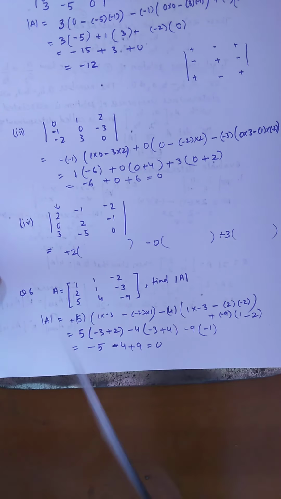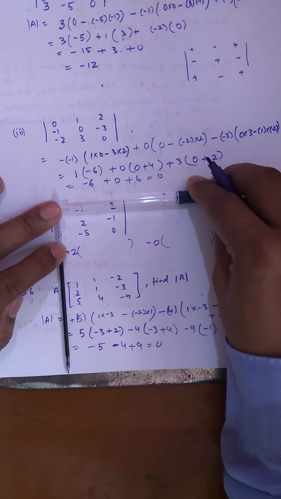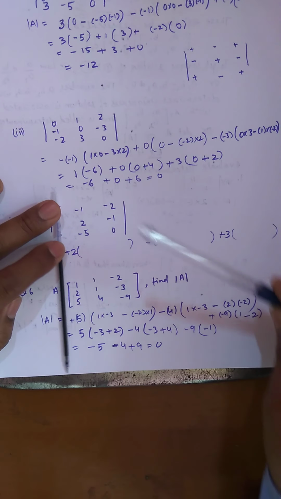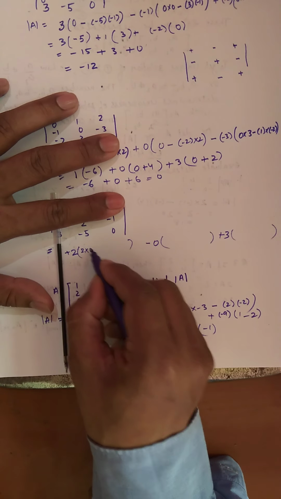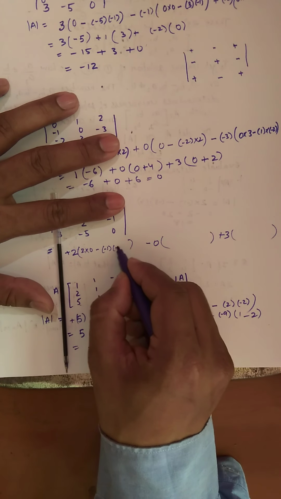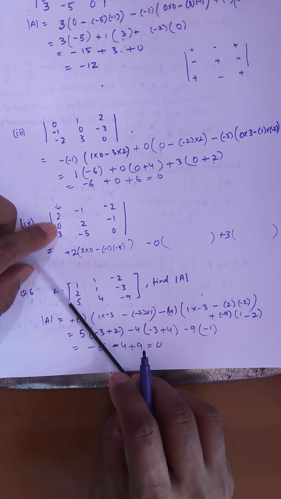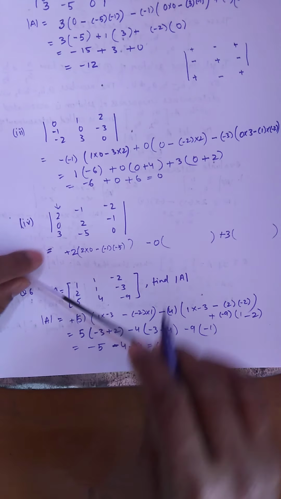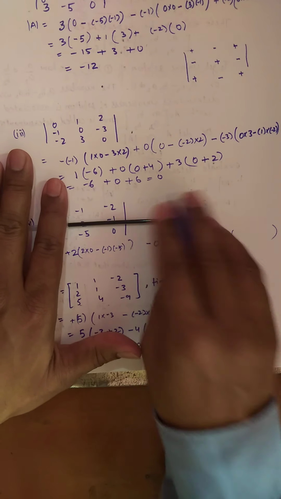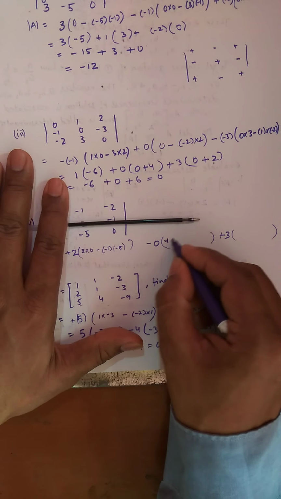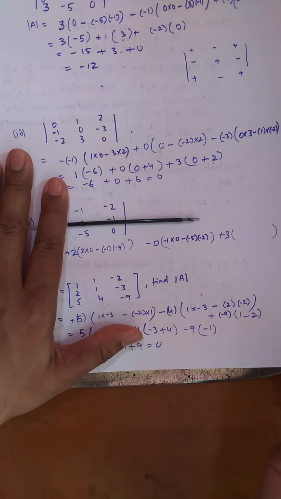So again we'll do the same. We'll hide column 1 and we'll hide row 1. Column 1, row 1 we hide. So this is 2 into 0 and minus 1 into minus 5. And now come to this second element 0, and you hide this row 2 and column 1. So this is minus 1 into 0 and this is minus 5 into minus 2.